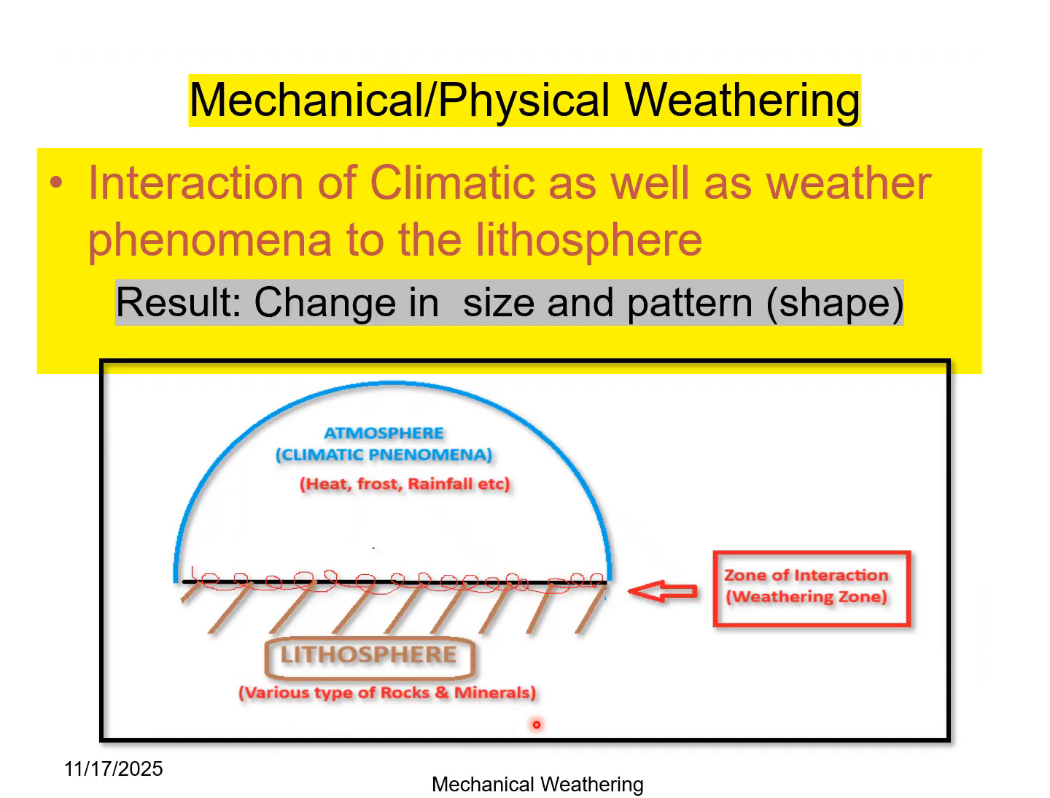This is the lithosphere. It's the surface and up to some depth, that is the subsurface layer of lithosphere. And this is the atmosphere. The zone of weathering is the zone of interaction of climatic as well as the weather phenomena with the lithosphere. The effect goes on the surface and subsurface layer of lithosphere, and there is change in size and pattern of the rocks.